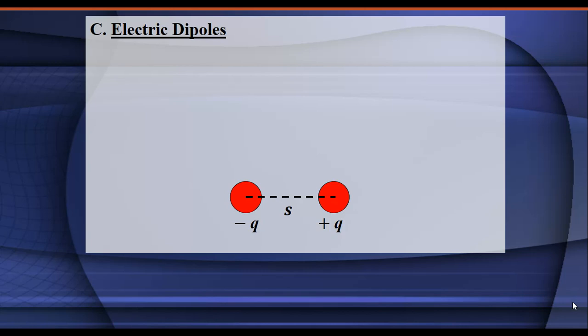In the diagram I have below, I have two charges. One charge is negative q and one charge is positive q, and they are separated by a distance s. The one thing I want you to note in the diagram is those two charges have the exact same charge magnitude. It's just the signs of the charge are opposite.